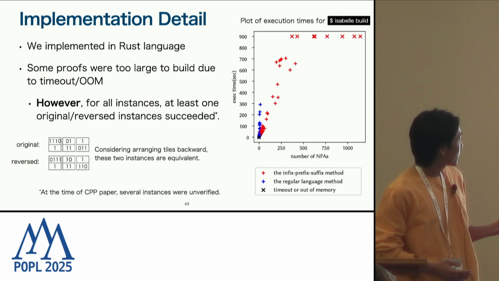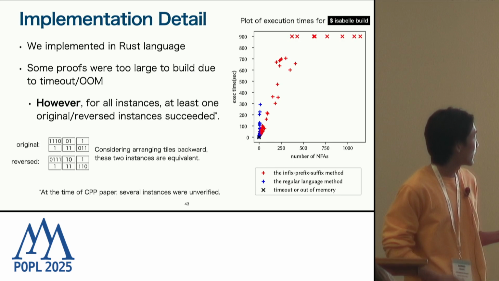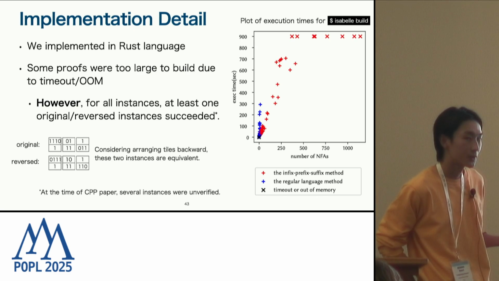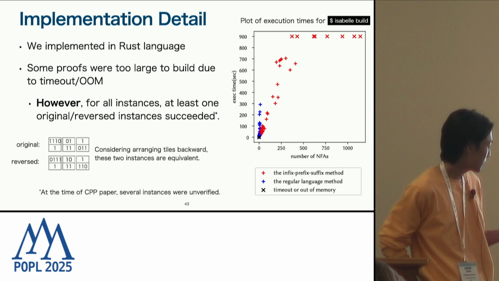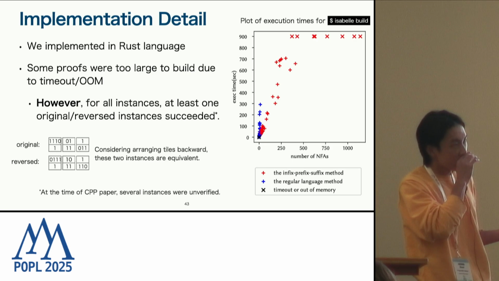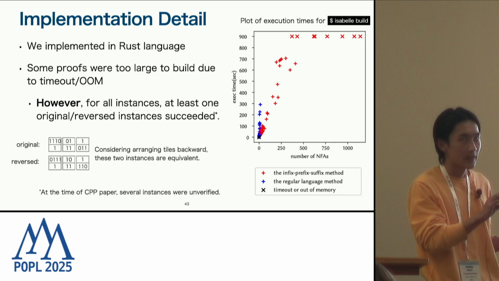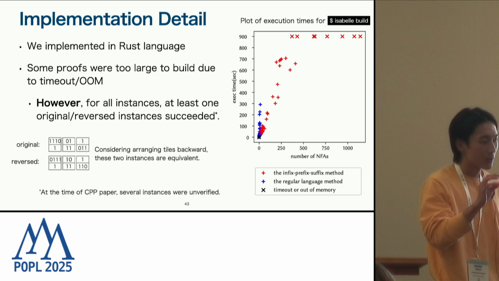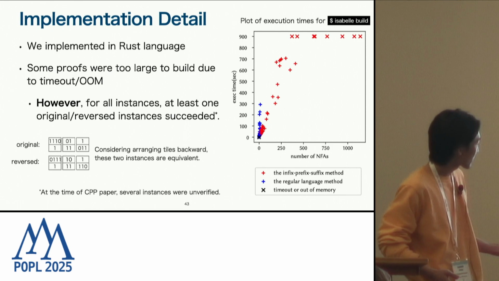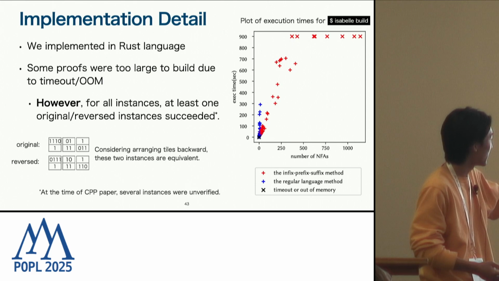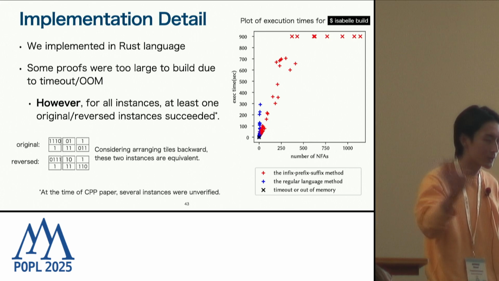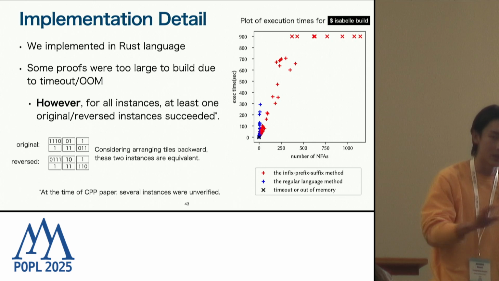We implemented algorithms and proof generators in the Rust language. Some proofs were too large to build due to timeout or out of memory. Please note that this doesn't mean we still have unverified instances, because we assume an instance is verified when one of 2 equivalent instances, the original or the reversed one, is verified. A reversed instance is just a reversal of the original instance. Considering arranging tiles backward, you can easily see these 2 instances are equivalent.